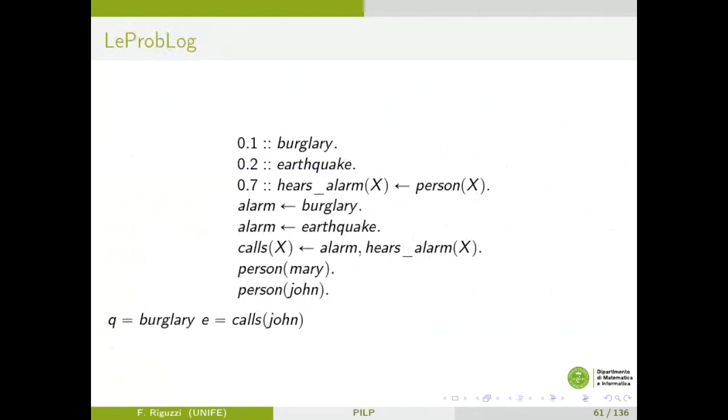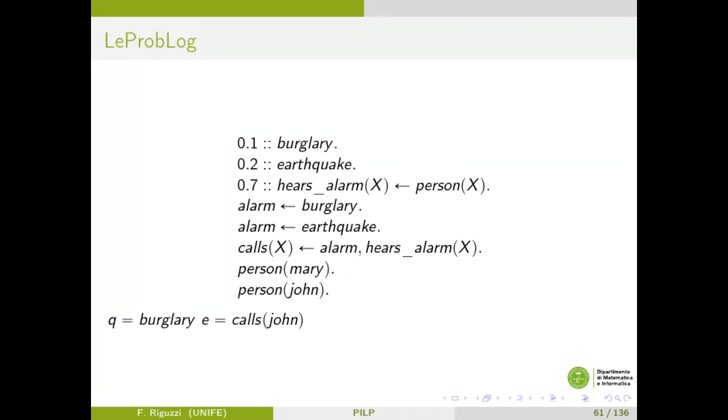So, consider this example, which is a simple example of an alarm domain. It's very similar to the alarm Bayesian network that you find in many textbooks on Bayesian networks. So, there is an alarm if there is a burglary, there is an alarm if there is an earthquake, and there is a burglary with probability 0.1, an earthquake with probability 0.2, and you have also a clause that states that X calls if there is an alarm and X hears the alarm. The hearing is defined by this probabilistic clause that says that X hears the alarm with probability 0.7, and we know that Mary and John are persons.